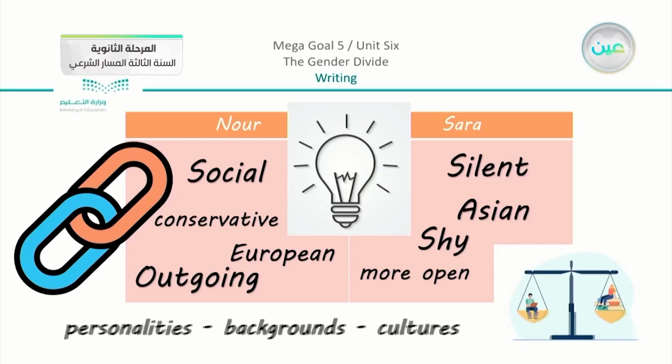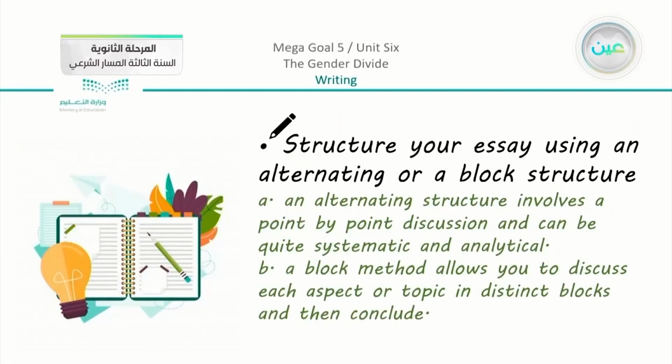So I have my ideas here, and I do know that I am going to compare between them in my comparative essay. We have the structure in the book. We are back to the book. Structure your essay using an alternating or a block structure. So what does that mean? First of all, A.